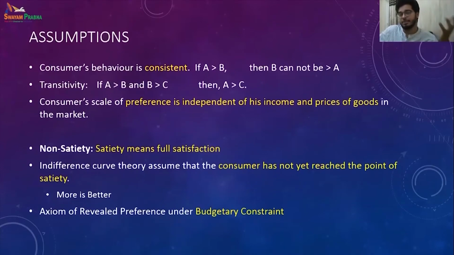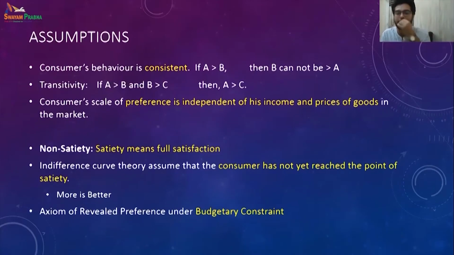Satiety, S-A-T-I-E-T-Y, says that a consumer will try to attain complete, full satisfaction. Non-satiety says a consumer does not always achieve satiety. They are always in some kind of non-satiety. That means the consumer is yet to attain his or her full satisfaction. They will try to get more and more. Selfish, rational, whatever you say, they will try to get more and more. Yes, so more is again better.